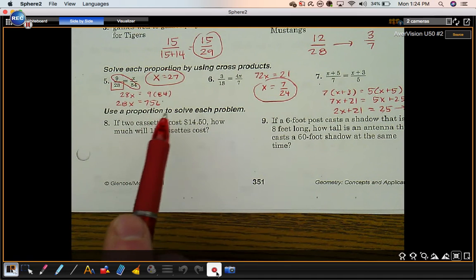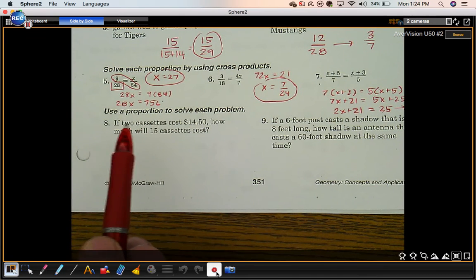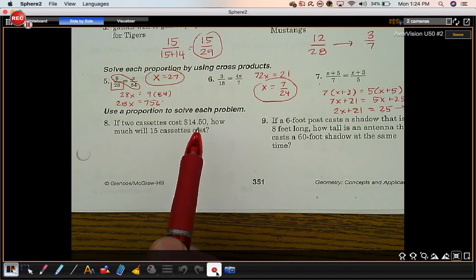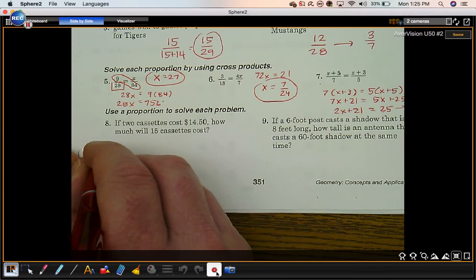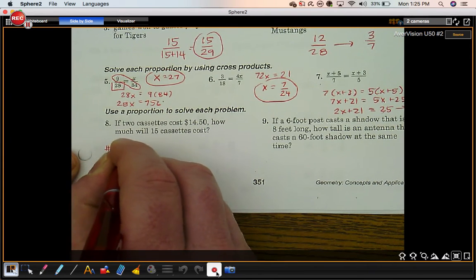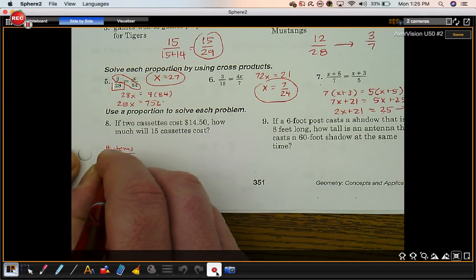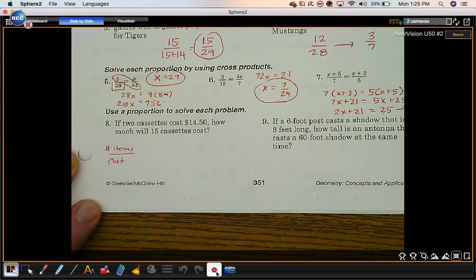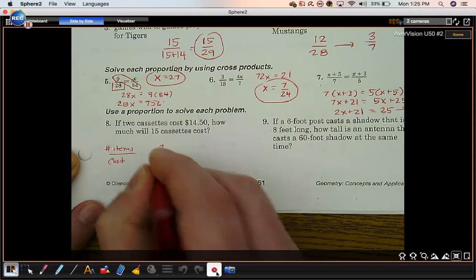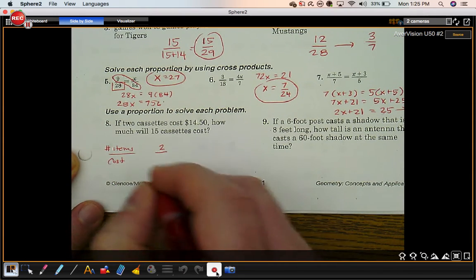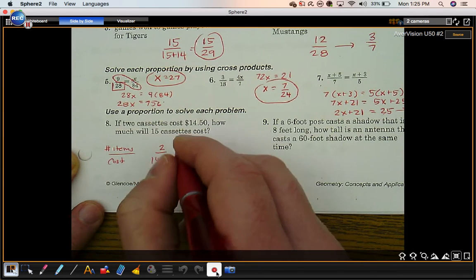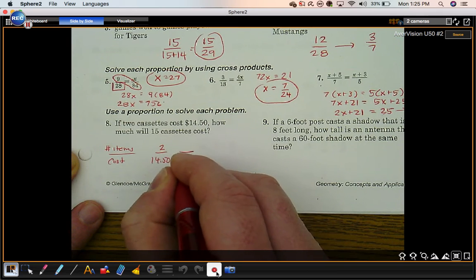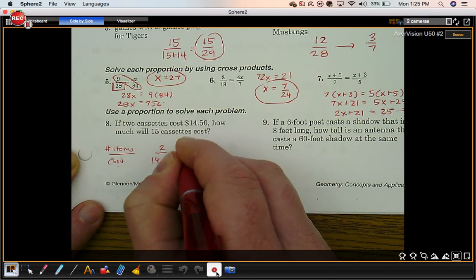Number 8, use a proportion to solve each problem. If 2 cassettes cost $14.50, how much will 15 cassettes cost? So we're going to write a ratio of number of items to cost. If you're buying 2 things, like cassettes, and it costs $14.50, how much is it going to cost? That's your unknown, is your cost for 15.